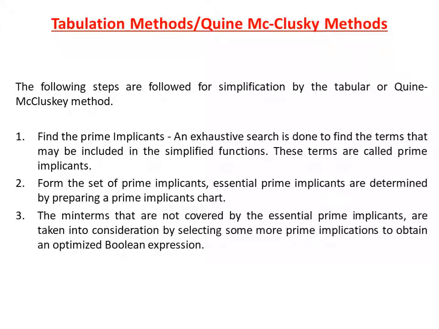The main procedure to obtain the simplified expression by the tabulation method is, first we need to find out the prime implicants. Then from the set of prime implicants, we have to find out the essential prime implicants. These essential prime implicants are obtained by the prime implicant chart.